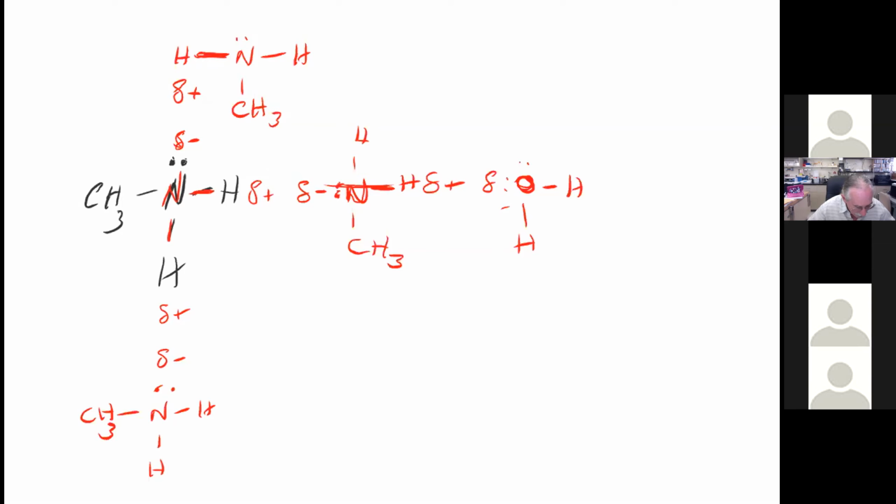So what if now I made this into a secondary amine? So for example, that hydrogen now becomes another methyl group. Well, now there's no partial charge on there. So now there's only 2 possible hydrogen bonds between itself and another one like itself, and only 2 possible hydrogen bonds with water.